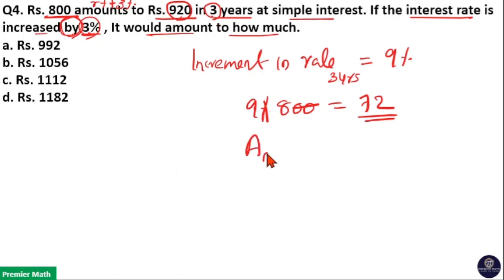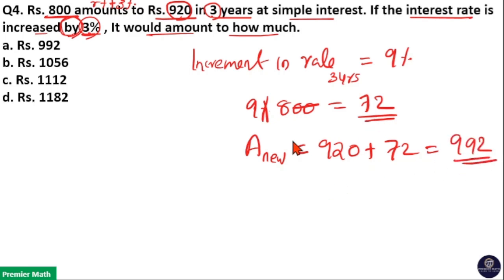So the new amount is equal to the current amount, 920, plus 72 rupees. The new interest added is 72 rupees. So the total becomes 992. Option A is your answer.